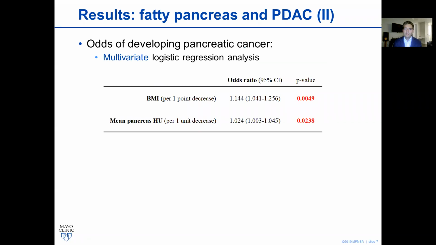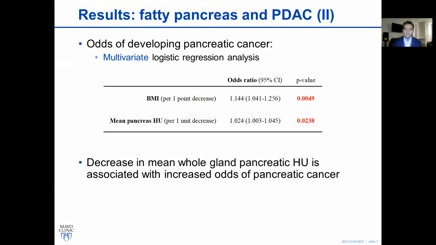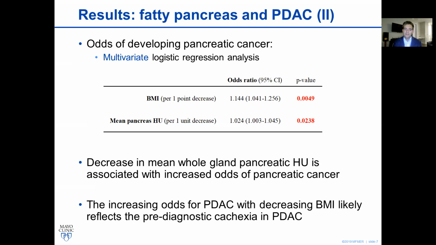When we apply a multivariate logistic regression analysis to this, we saw that the odds for developing pancreatic cancer increased with a decrease in BMI and decrease in mean pancreatic Hounsfield units, indicating that a decrease in mean whole gland pancreatic Hounsfield units is associated with an increased odds of pancreatic cancer. We believe that the increasing odds for pancreas cancer with decrease in BMI is likely a reflection of the pre-diagnostic cachexia that we often see in pancreas cancer patients.